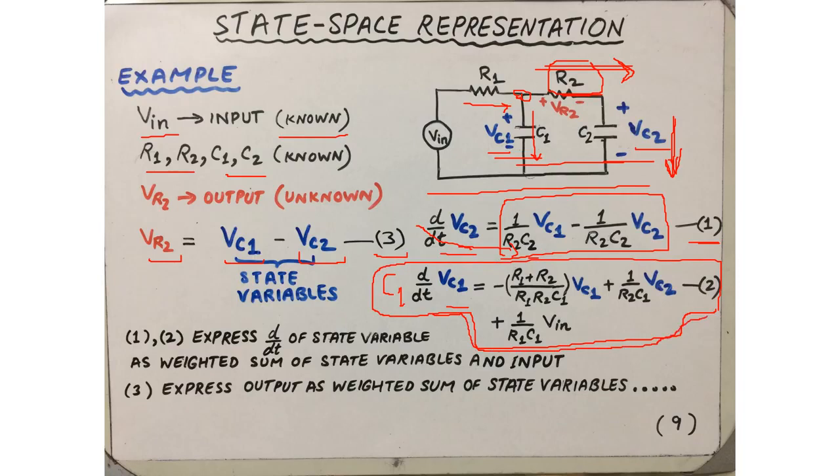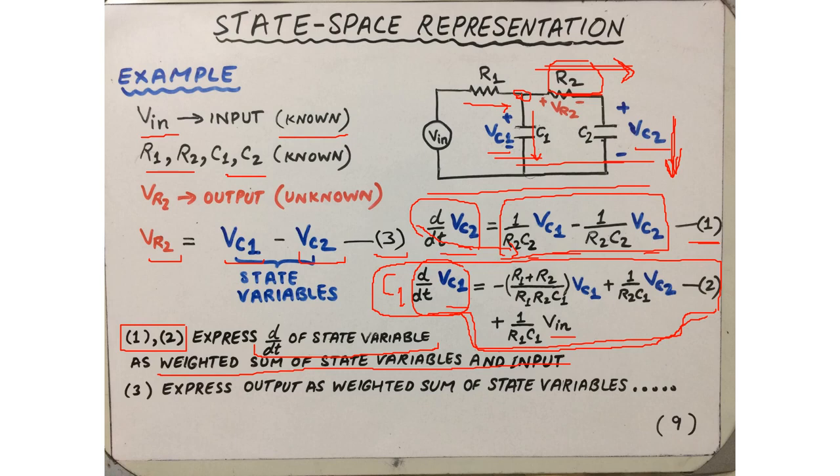So what we have learned is that in developing the state space representation for this circuit, we have 3 equations. And there are some properties that these equations fulfill. For example, equations 1 and 2 are expressing the rate of change of state variables as the weighted sum of state variables and the input. In equations 1 and 2, the left hand side is a rate of change of a state variable. The right hand side is the weighted sum of the state variables and the input.